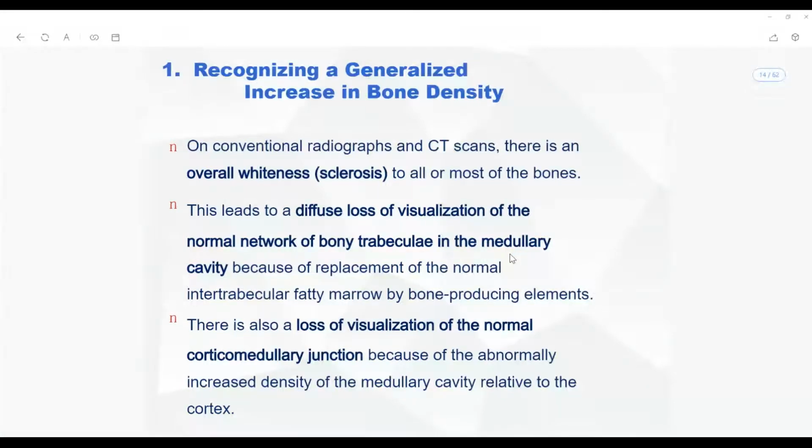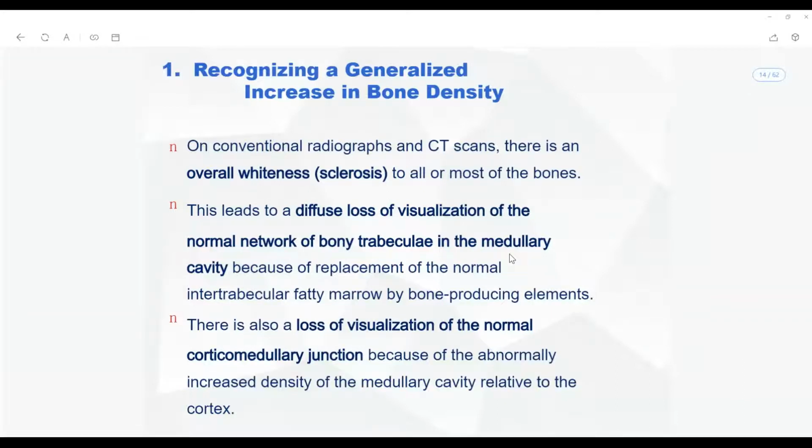So increase in bone density is also as simple as that. On conventional radiographs and on CT scans, what we actually see is that there is an overall whiteness of all the bones. Such kind of overall increase in the density of the bone shadows is actually called osteosclerosis. Remember the term, increase in the density of the bone.